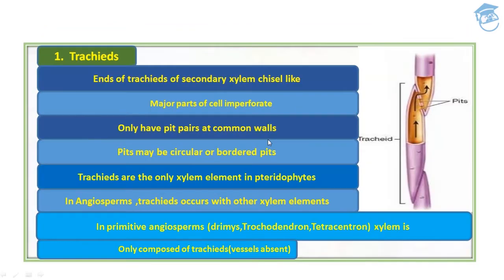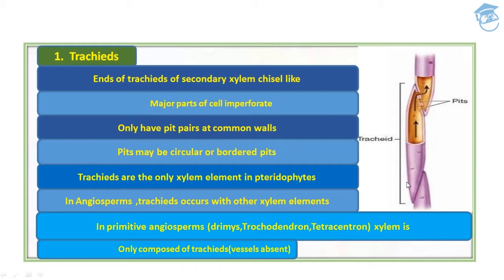The ends of the tracheids of a secondary xylem are chisel-like. See, it is like a chisel. So the end of a tracheid of a secondary xylem is just like a chisel. And the major part of a cell is imperforate. That means the major part of a tracheid is imperforate.